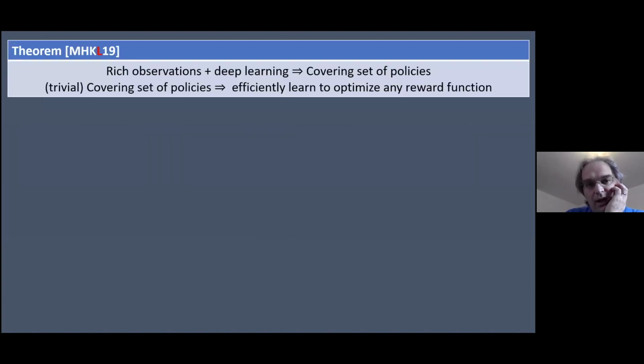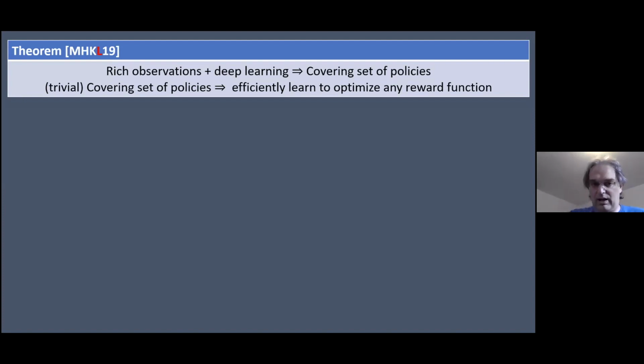Okay, so it was unsurprising to us that this algorithm worked on the problem that we created, because we actually proved that it would work. Essentially, at a high level, we proved that if your observations are rich enough to identify the underlying state, and your learning is good enough to achieve good performance, so think of a deep learning algorithm which is highly flexible, then you can find this covering set of policies which will let you home to every individual latent state.